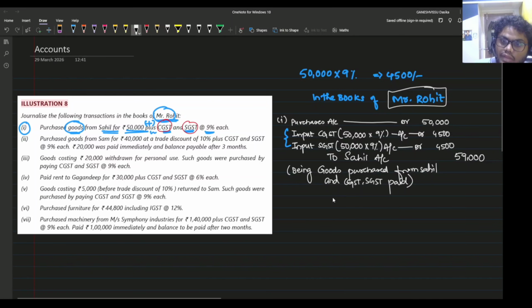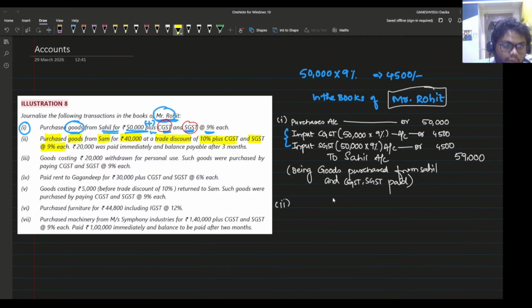So let us go for the second transaction. The first transaction has been completed. Now let us go for the second transaction. This is an interesting transaction. I'm highlighting it. Purchased goods from Sam for rupees 40,000 at a trade discount of 10% plus CGST and SGST 9% each. He is also paying SGST and CGST.